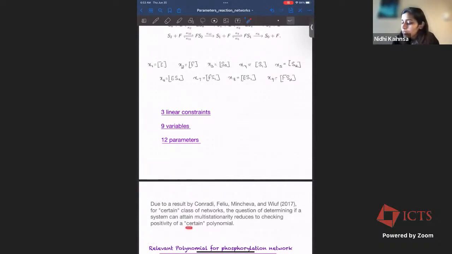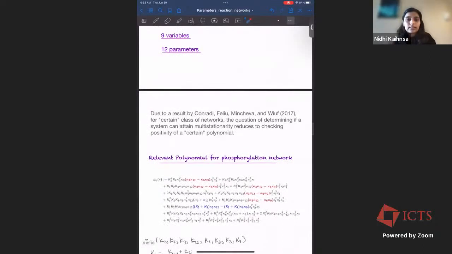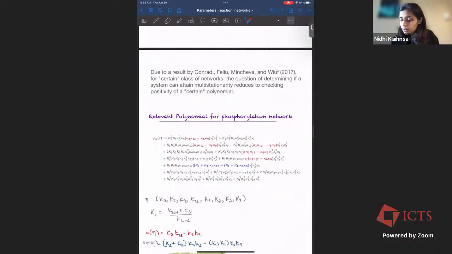The polynomial in question is the determinant of the Jacobian of the ODE evaluated at the steady states. When you find the determinant of the matrix given by the Jacobian, that gives us the polynomial. So using the result, the relevant polynomial for this reaction network is exactly this. Now this is a polynomial in three variables, x1, x2, and x3.